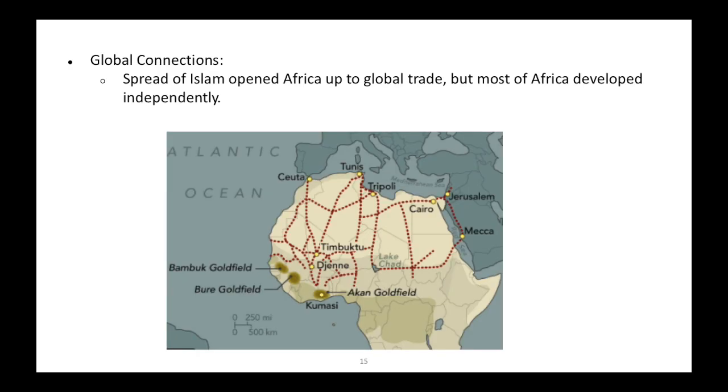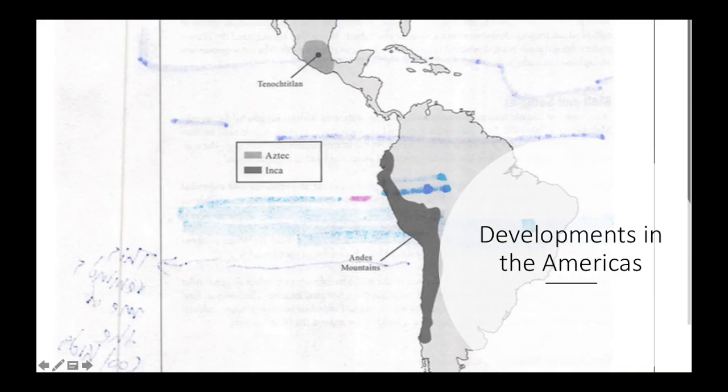It's also important to note that the spread of Islam did open Africa to trade, but most of Africa developed independently. So the two main empires that develop in the Americas are the Incan and the Aztec empires in AP World History. We'll see that they are eventually conquered by European conquistadors, and we'll get to that when we review Unit 3 and 4. Now I guess we're just going to describe the characteristics of these empires.